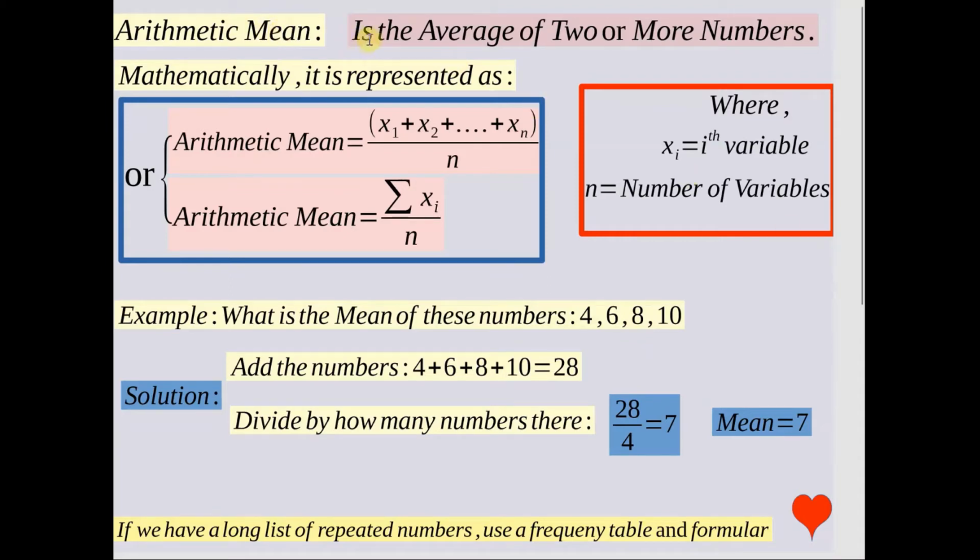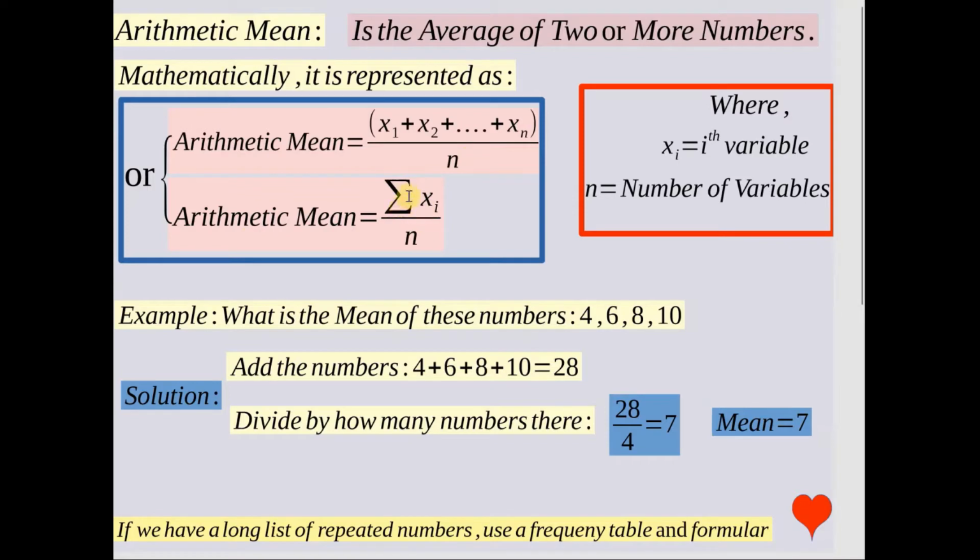Arithmetic mean is the average of two or more numbers. Mathematically, it is represented as x1 plus x2 plus up to xn all divided by n, where x1, x2, xn are variables and we have n variables, so we divide it by the total number of variables.